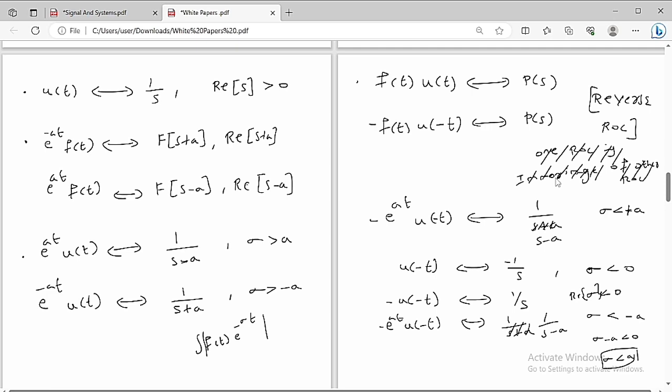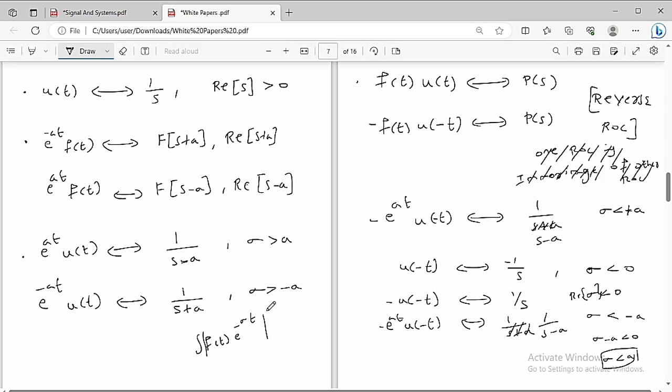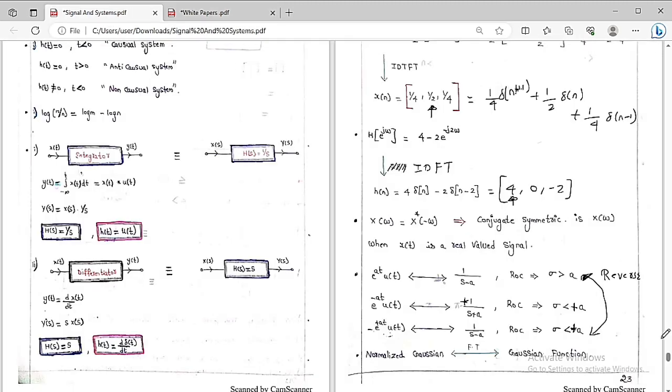This is what I am trying to tell you, and this is what I have proved also. The only small correction is here: this is sigma less than plus a, plus a, not minus a. Wait a second, what is the ROC here? Sigma greater than minus a. Sorry, sigma greater than minus a. Small correction here: this is sigma greater than minus a.